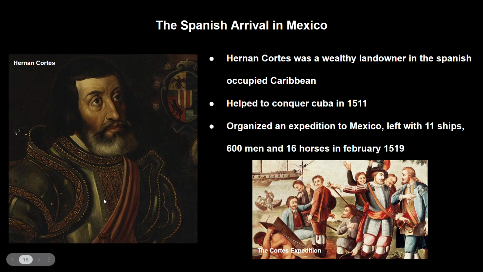And Hernan Cortez was a wealthy landowner who had been living in Spanish-occupied territory in the Caribbean, starting off in Hispaniola, then later helping Diego Vasquez conquer Cuba in 1511. In 1518, however, Cortez began to organize a trip to the American mainland, and by February of 1519, he had an expedition of 11 ships, over 600 men, and 16 horses.